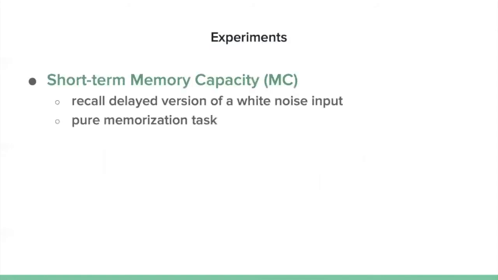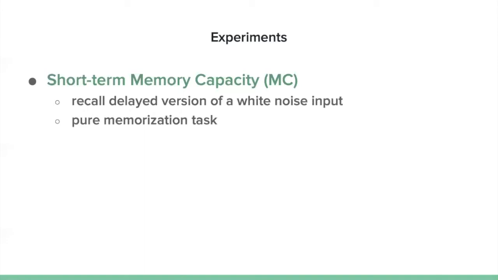Well, we experimented our proposal empirically on a number of tasks, including the short-term memory capacity, MC task, which is a very well-known task in the area of reservoir computing, in which the network is trained in order to recall delayed versions of a white noise input signal. So in this case, we trained the readout in order to do this.